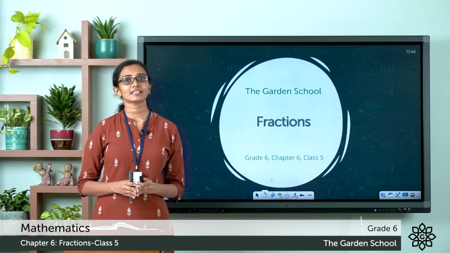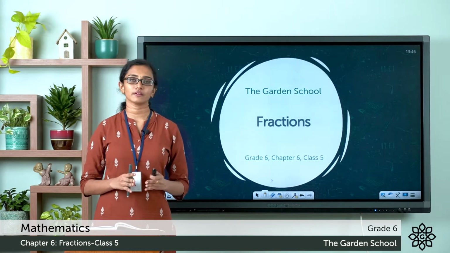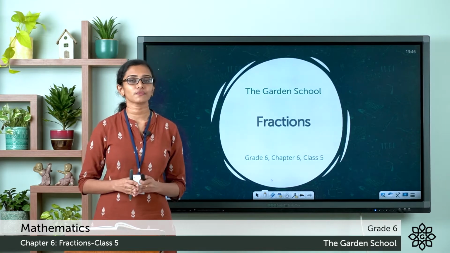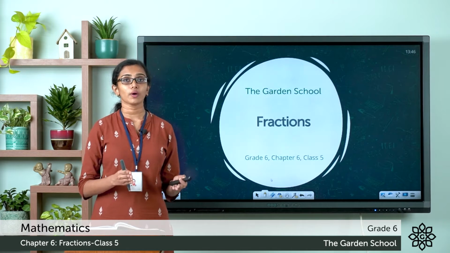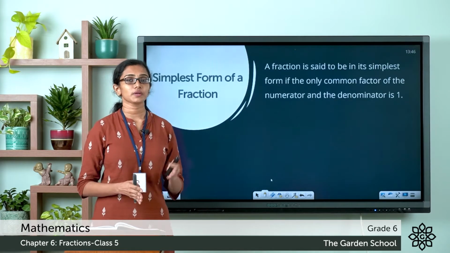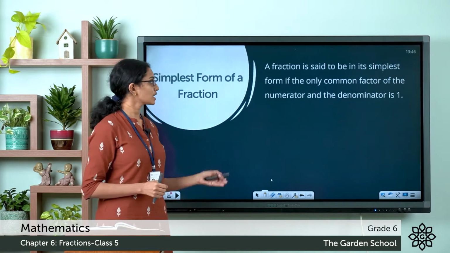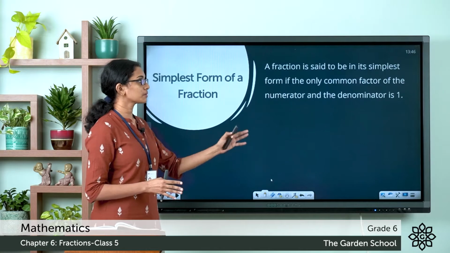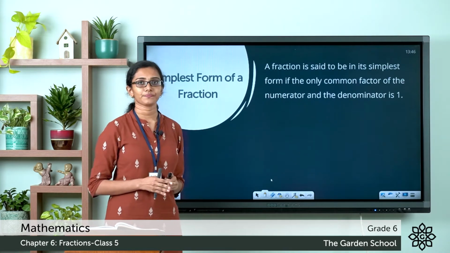So today let's learn how we can find the simplest or the lowest form of a given fraction. When do we say a fraction is in its simplest form? We say a fraction is in its simplest form when the common factor between the numerator and the denominator is only 1. That is, a fraction is said to be in its simplest form if the only common factor of the numerator and the denominator is 1.